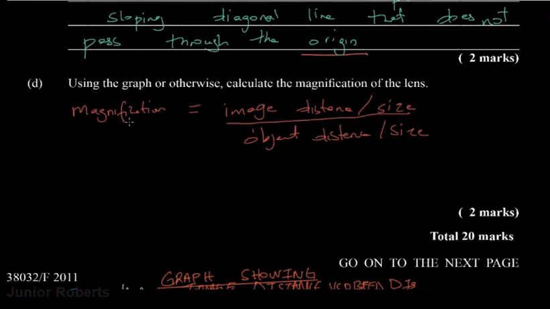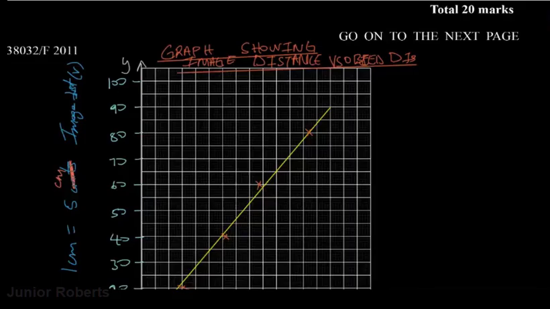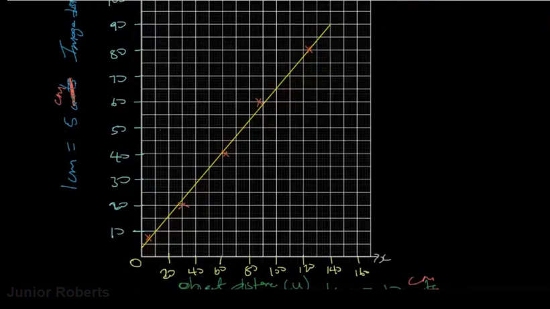Magnification, and the symbol for the magnification is given as M, right? And we know from before that our image distance is V, and our object distance is U. So we have a formula which says that magnification M is equal to V over U. Now, based on this graph right here, we have image distance against object distance.